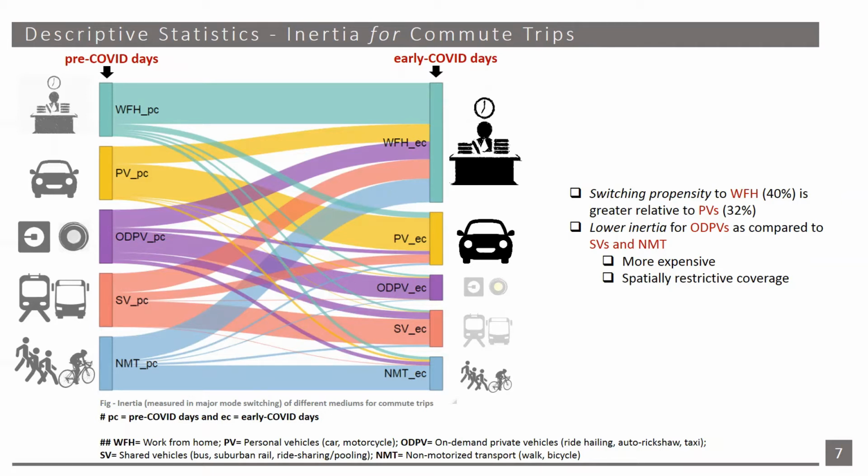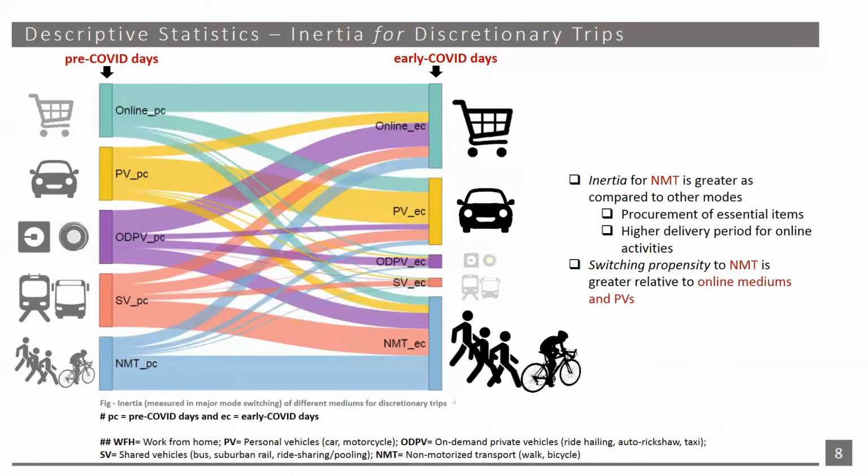Similarly, another interesting observation is that we can find lower inertia for ODPVs as compared to shared vehicles and NMT, which might be attributed to the fact that those are more expensive and have spatially restrictive coverage. Similarly, for discretion trips, we find higher inertia for private vehicles and online, but in an interesting difference to commute trips, inertia for NMT is greater than online mediums and personal vehicles.